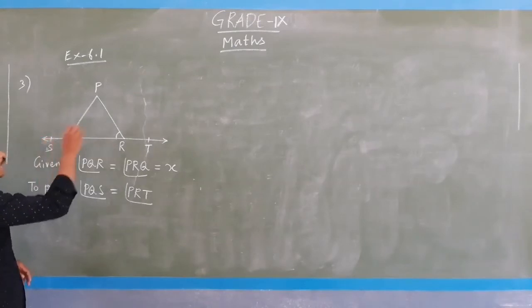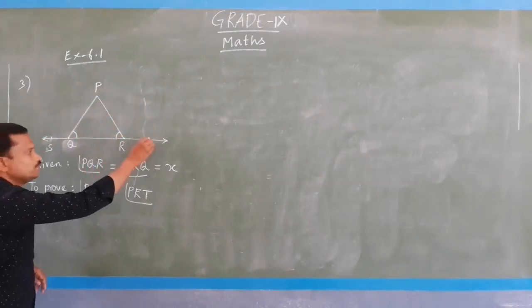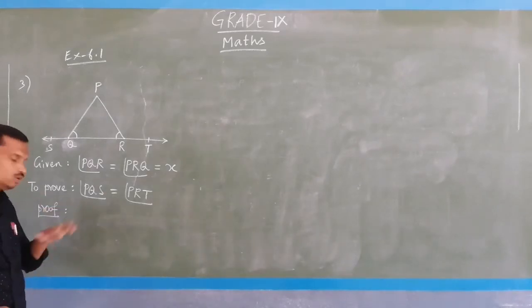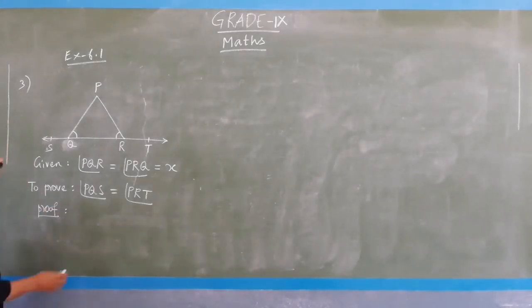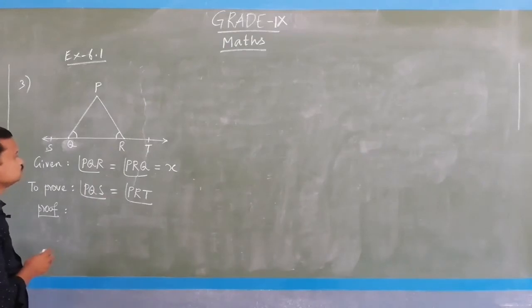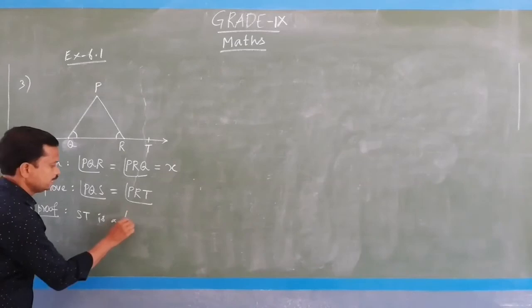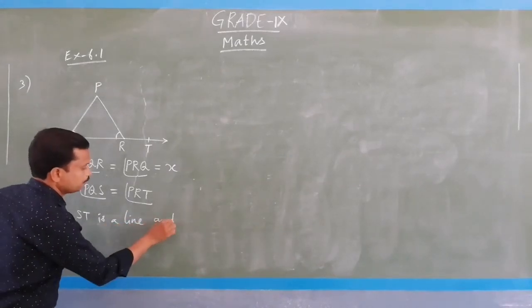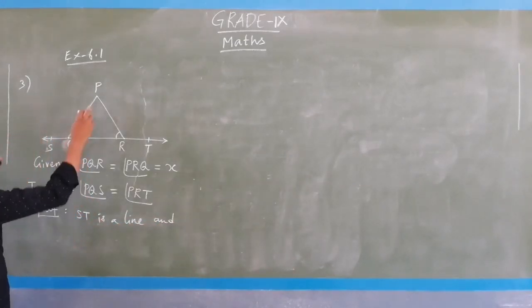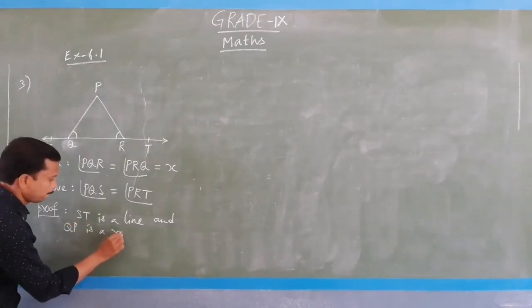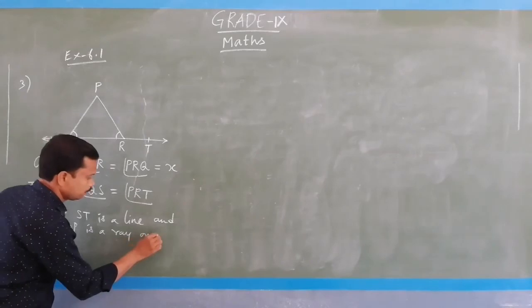And now we have to prove that PQS and PRT are equal. So, in the proof, you see what we are going to do. First of all, ST is a line and QP is a ray on it.